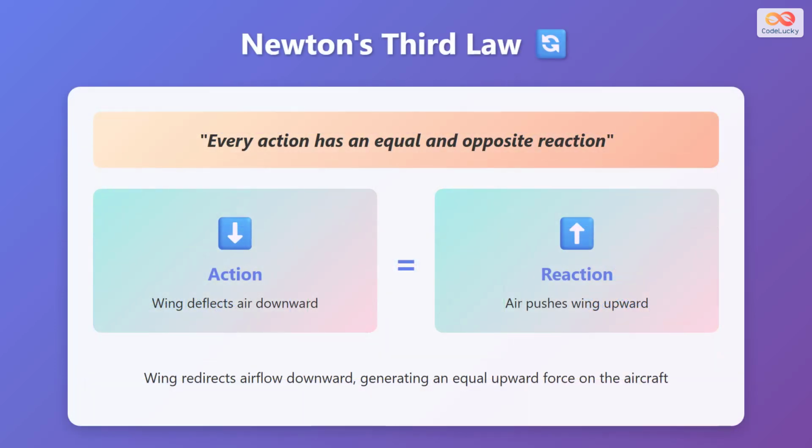While Bernoulli's principle explains the pressure differences, Newton's third law of motion also plays an important role in lift generation. Newton's third law states that every action has an equal and opposite reaction. As the wing moves through the air, it deflects air downward. The wing pushes air down, and according to Newton's third law, the air pushes the wing upward with an equal force. This downward deflection of air creates an upward reaction force on the aircraft. Both Bernoulli's pressure differences and Newton's action-reaction principle work together to create the total lift force.